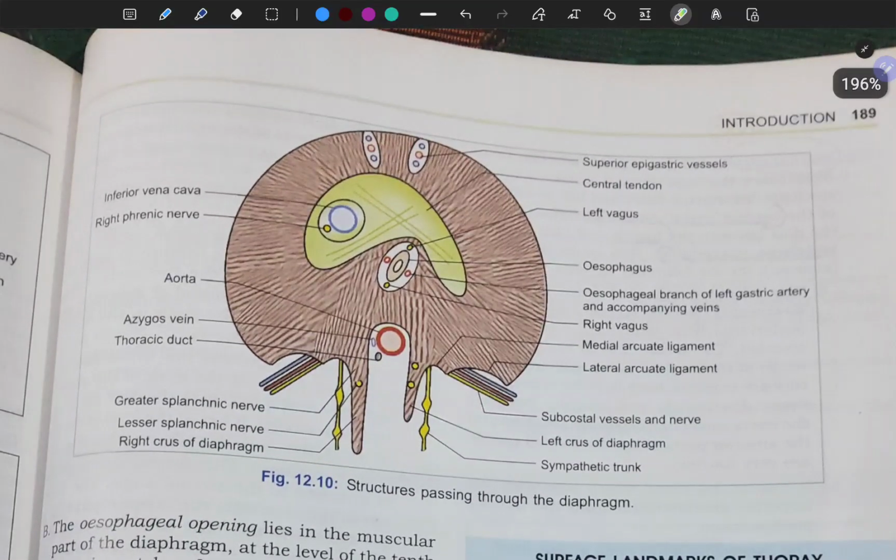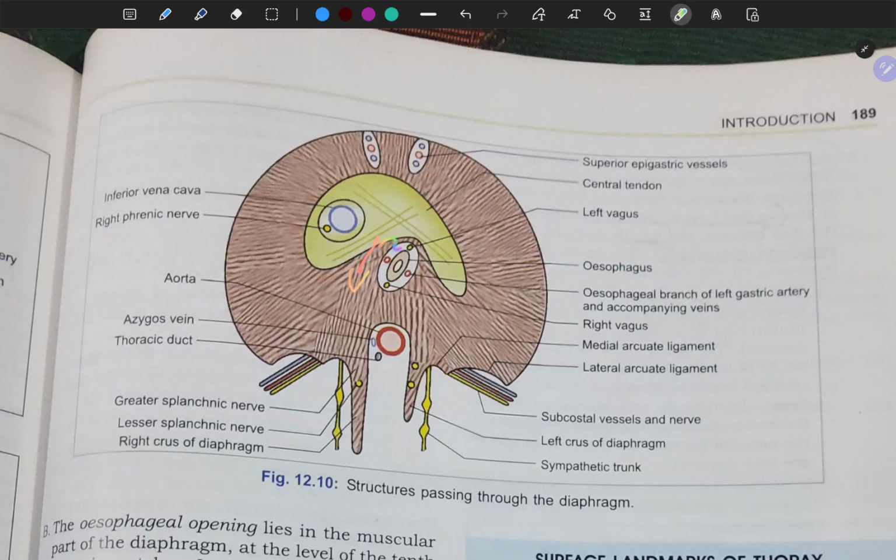Structures passing through the diaphragm. We know the mnemonic "Voice of America": 8, 10, 12, which is your IVC, esophagus, aorta. So now we will be having the central tendon of the diaphragm, where the inferior vena cava along with the right phrenic nerve will enter at the level of T8, and the esophagus at the level of T10.